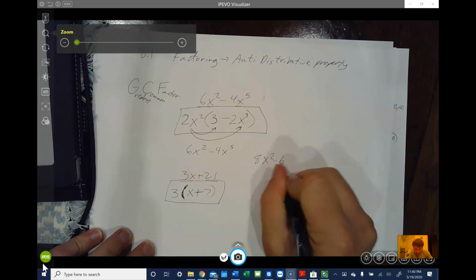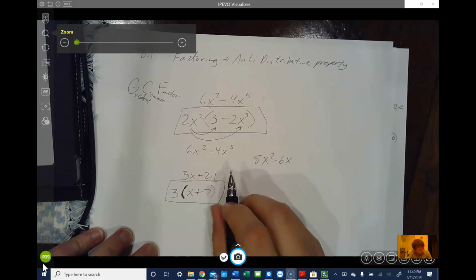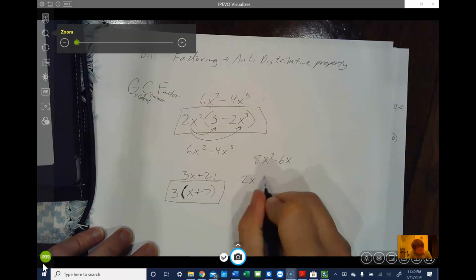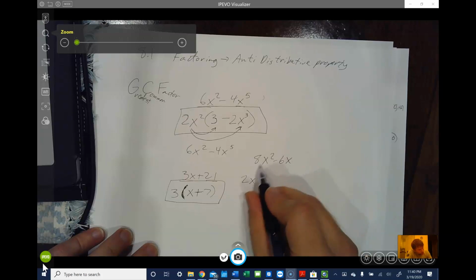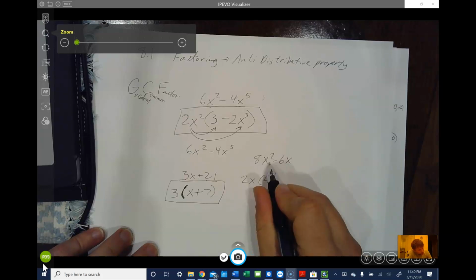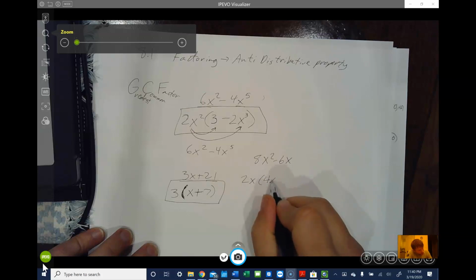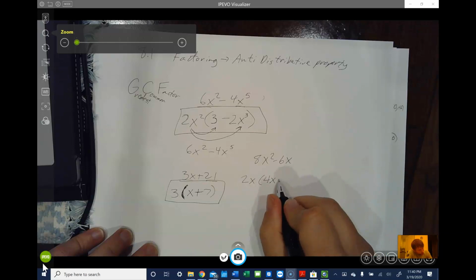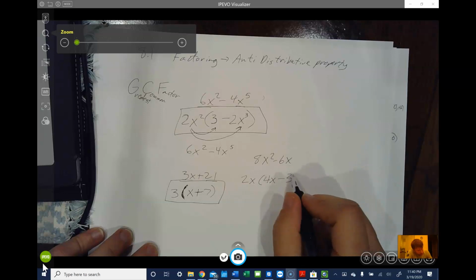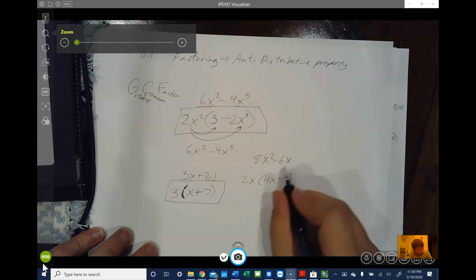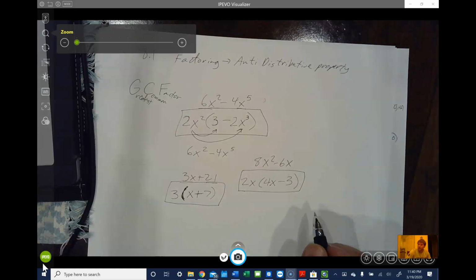8x squared minus 6x. What can I factor out of here? The biggest thing that can go into here would be a 2x. So what's left from these two terms when I factor out a 2x? Divide that. I'm left with 4. And then x squared divided by x, subtract the exponents. I'm left with an x to the first. Do it here. 6 divided by 2 is 3. X divided by x means it's just 1. So 3 times 1 is still just 3. So this is the proper way to factor that.